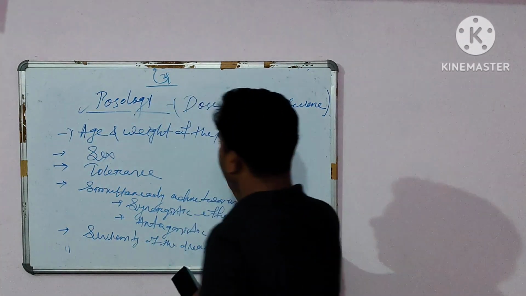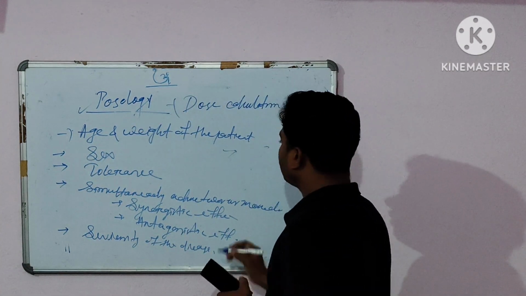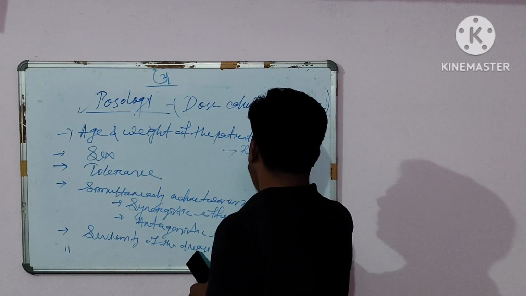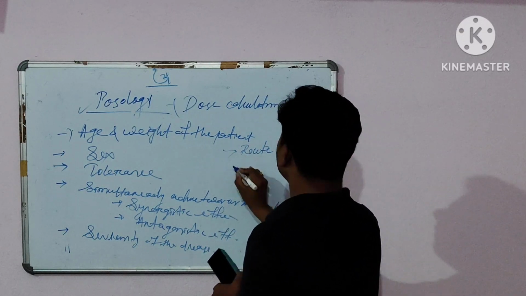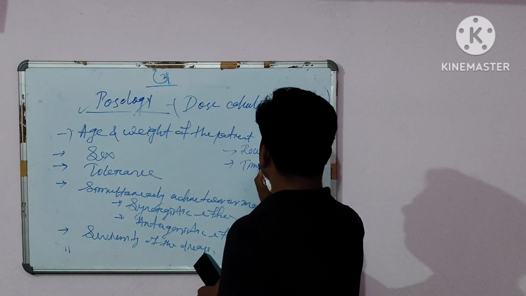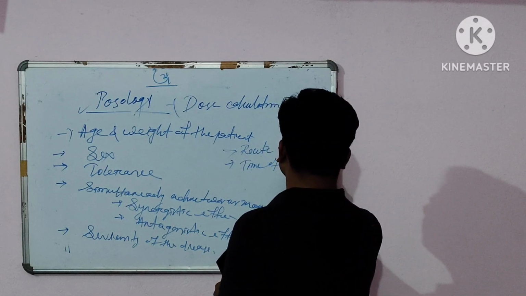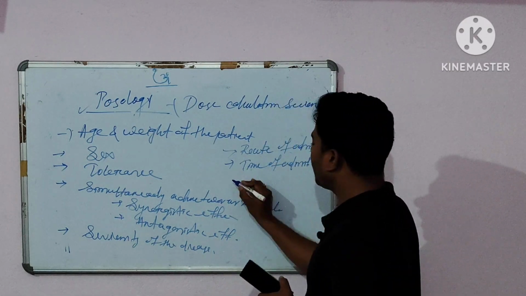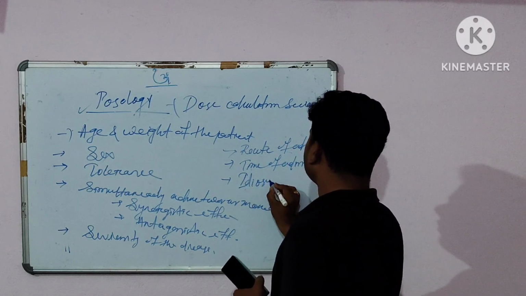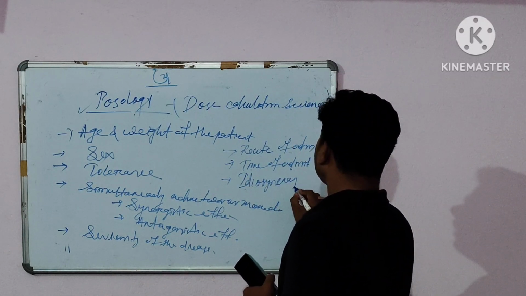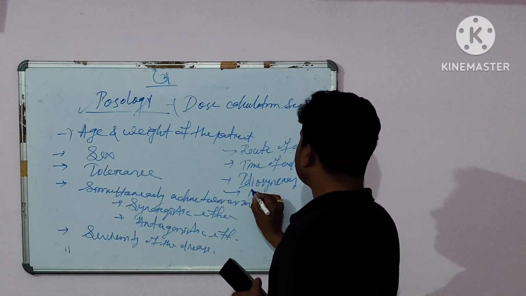The next parameter is route of administration. The next one is time of administration. The next one is idiosyncrasy. And the last one is allergy.